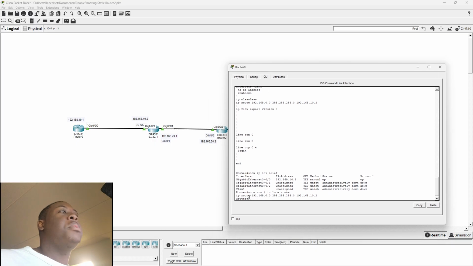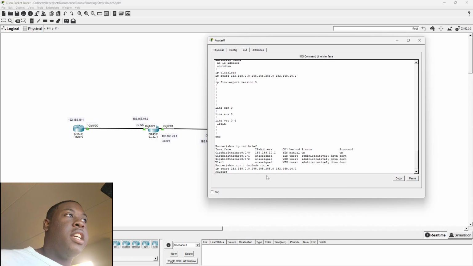So here we have ip route 192.168.0.0 255.255.255.0 192.168.10.2. Right off the bat, I would say the subnet mask here is wrong, because only two octets of this network address are occupied, but our subnet mask is set wrong. It's supposed to be a /16, not a /24.